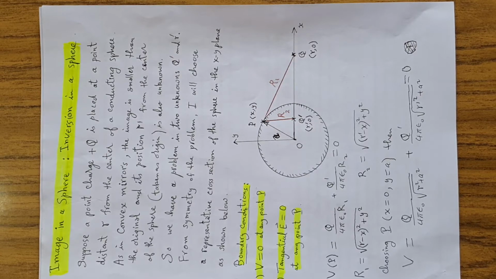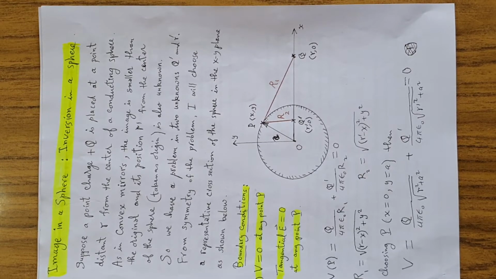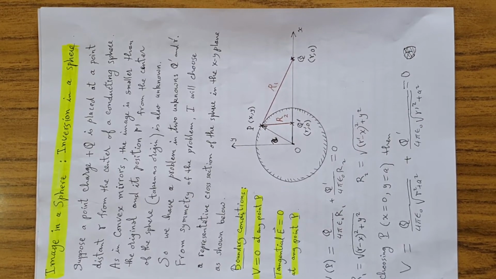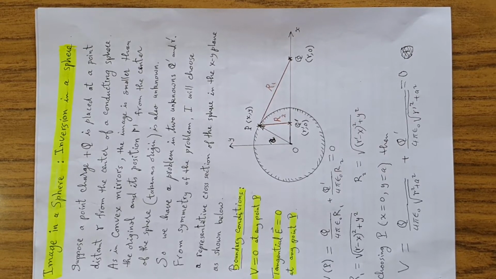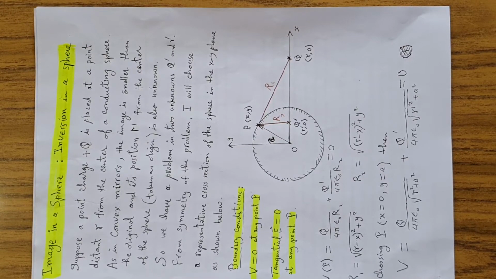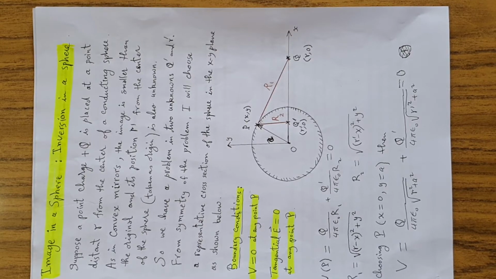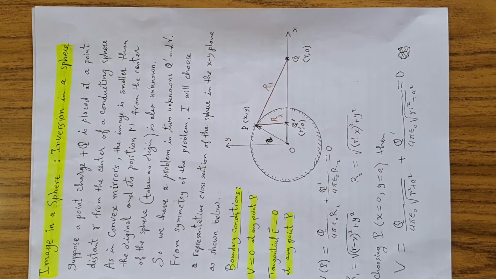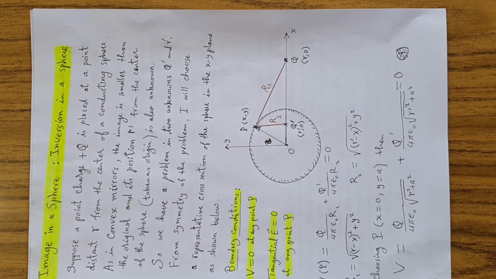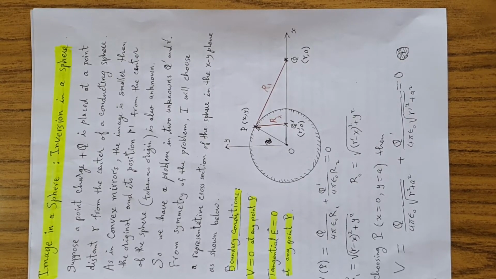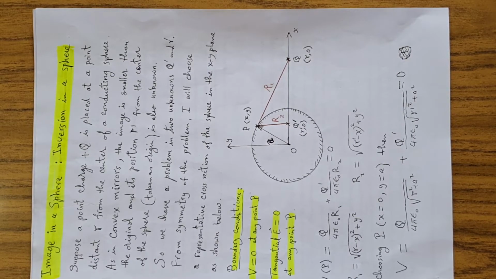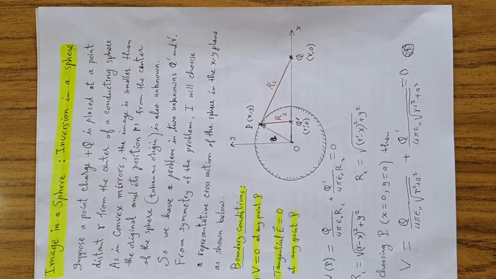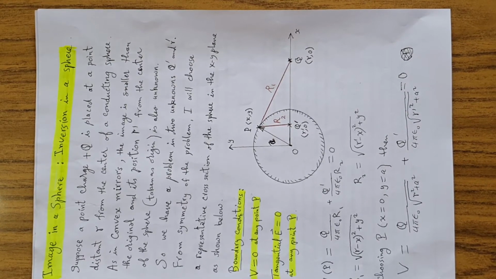As in convex mirrors, the image is smaller than the original, and its position r prime from the center of the sphere, taken as origin, is also unknown. So we have a problem in two unknowns, q prime and r prime. From symmetry of the problem, I will choose a representative cross-section of the sphere in the xy plane as shown below. Here the boundary conditions are V equals 0 at any point P on the surface of the sphere, and the tangential electric field E equals 0 at any point P also.